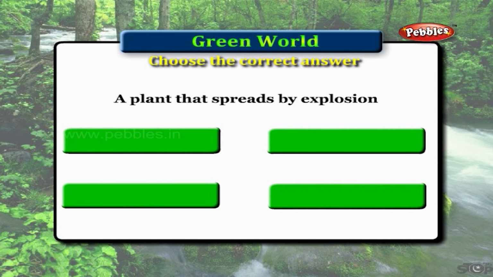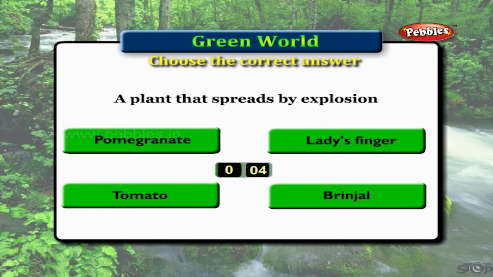A plant that spreads by explosion. Options: pomegranate, lady's finger, tomato, brinjal. The right answer is lady's finger.